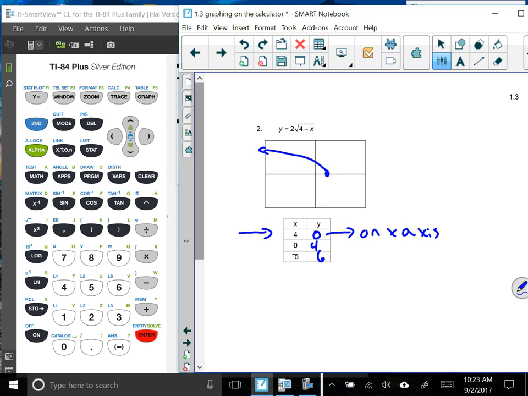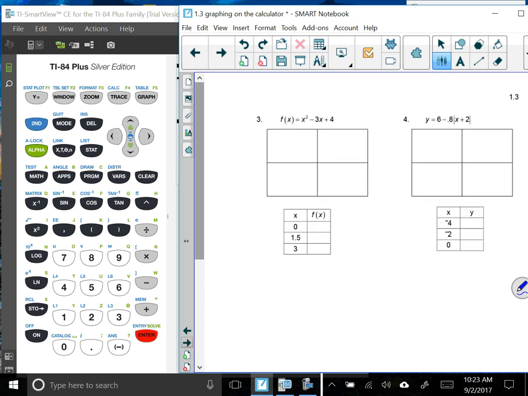All right. The next one. Here we're going through each of the different kinds of graphs, each of the different parent graphs. Number 3 has an x squared in it. We know that we're going to get a parabola, and that means it either opens like a smiley face, or upside down, so it looks like one of those two things. And we're going to let the calculator just tell us where it is.